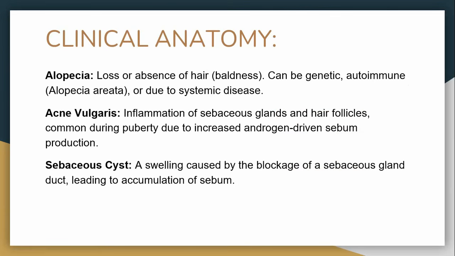Alopecia. The first one that is mentioned over there, alopecia, in simple words is known as baldness. Okay, either hair are not there or they are lost. It can either be genetic, or it can be due to some immunity reasons or autoimmune reasons, any systemic diseases, or it can even be psychogenic also.